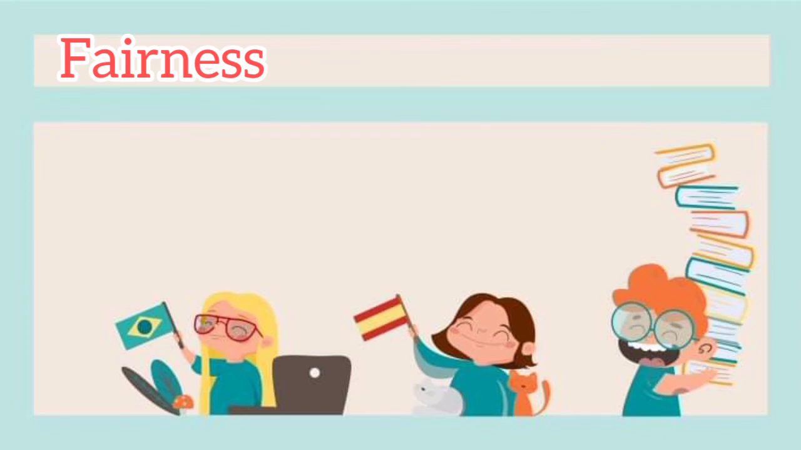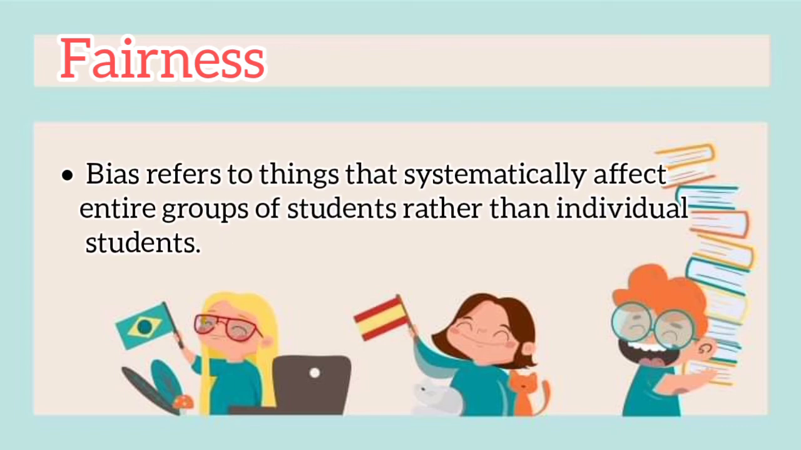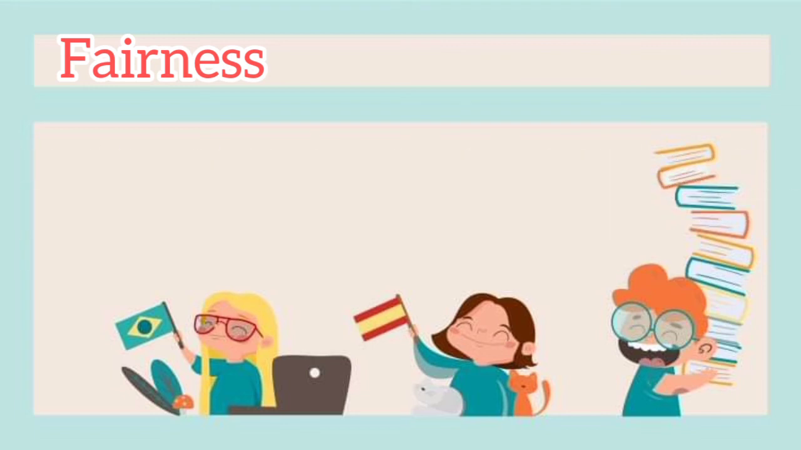Bias in the task is similar to the idea of extraneous interference. Bias, however, refers to things that systematically affect entire groups of students rather than individual students. Consider the example that I will provide on the next slide. So here is the first example.